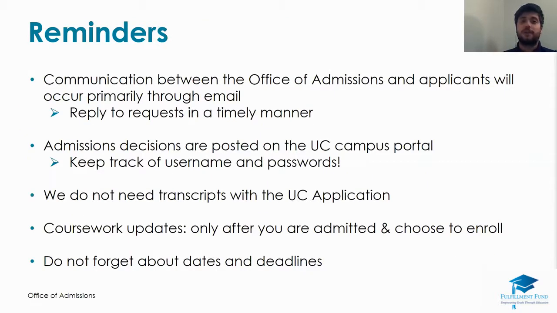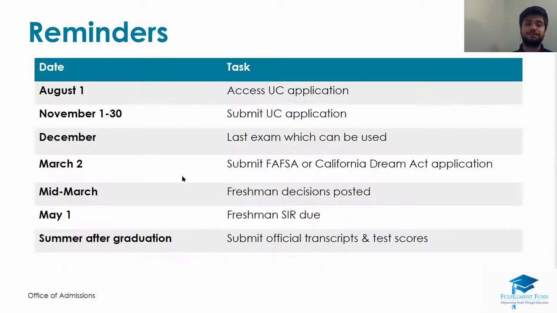We do have some quick reminders for you here. For example, when you create your UC application, be sure to use an email that is going to be checked regularly. We will have a lot of information for you to go over, so make sure you're checking your email constantly. One of the things that we will be emailing you about is setting up your campus portal, which you will need for every individual campus you apply to. So you want to make sure that you're keeping track of that as well.